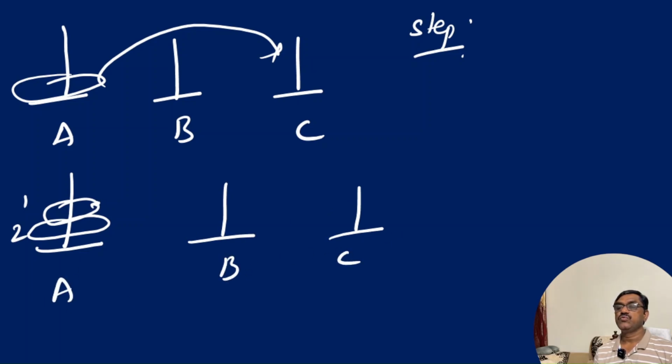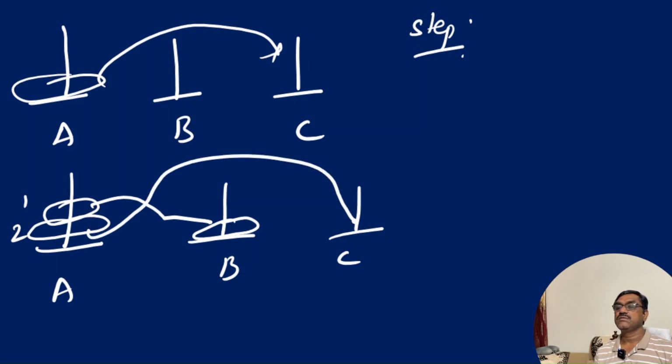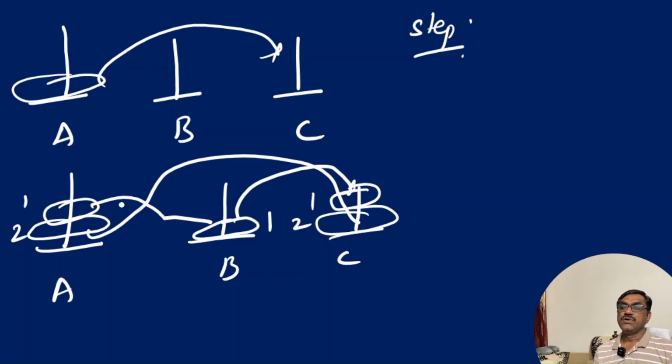In this case, move disk 1 to B. Now move disk 2 to C. This is disk 1 and this is disk 2. After that, move the disk from B to C. This is the logic we have to use. Like that, if the number of disks increases, then the procedure becomes very complex. In that case, recursion is most useful. We will see how the execution will be done by using recursion.